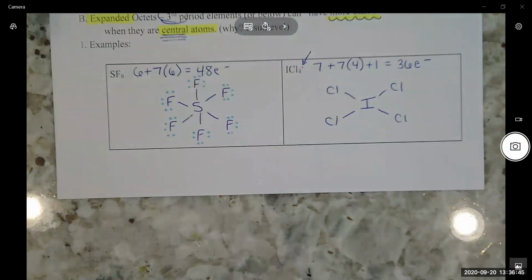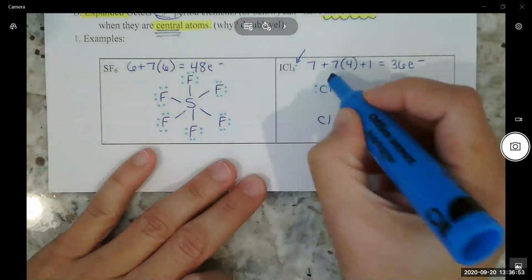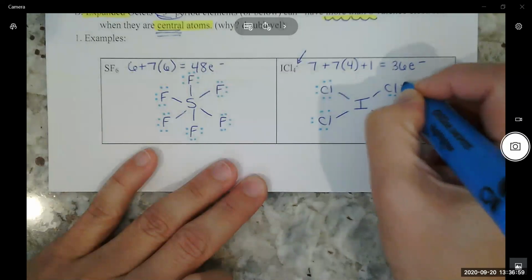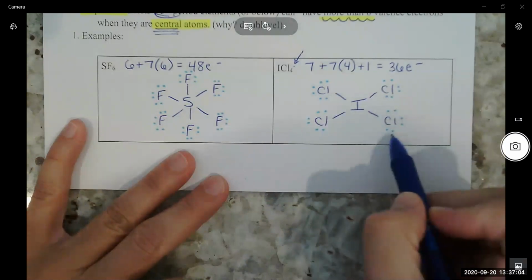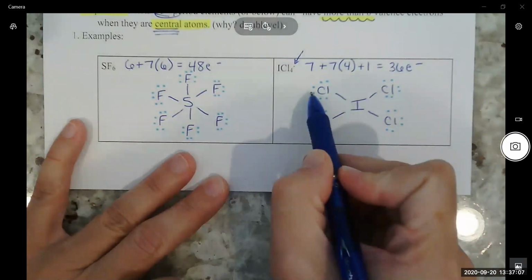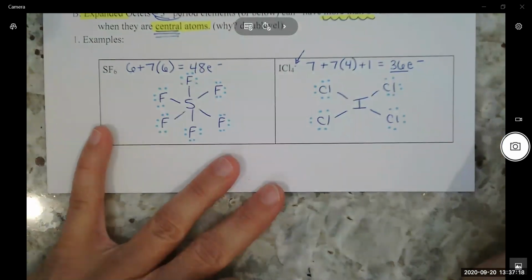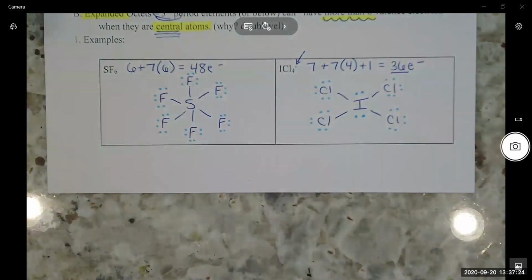That's okay. So I have, let's see, connected everything with a single bond. Now I'm going to go ahead and complete the octets around the outside atoms. And I'm going to recount my electrons. So I have 2, 4, 6, 8, 10, 12, 14, 16, 18, 20, 22, 24, 26, 28, 30, 32, but I need 36. If I don't have enough electrons on my diagram, what do we do? We put them on the central atom. So I have 32 here, I need 36. So here's 34, here's 36, and that is okay.